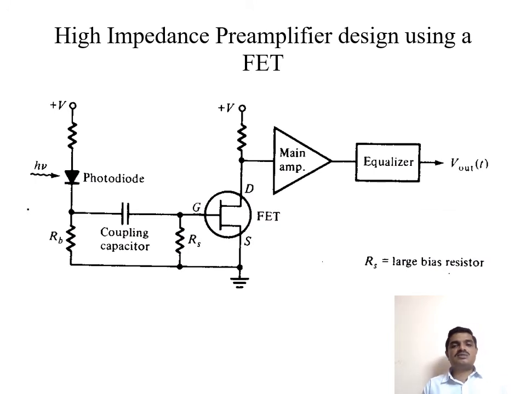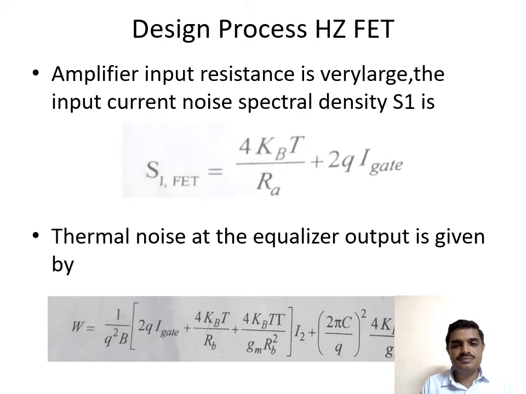Next, let us look into the high impedance preamplifier design using field effect transistors. Again, here we have the FET connected over here. It consists of gate, drain and source, followed by the main amplifier and equalizer. The rest of the things are the same as in our previous design. This is the design process of the high impedance FET preamplifier.